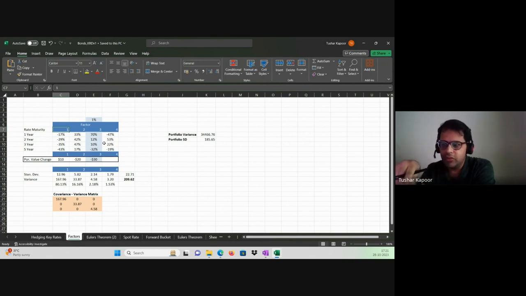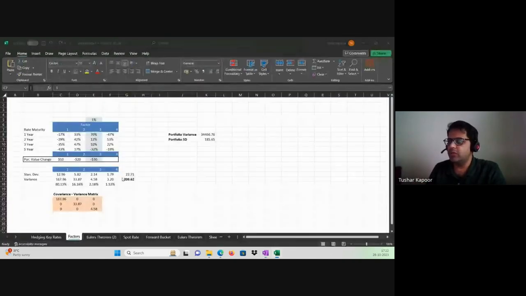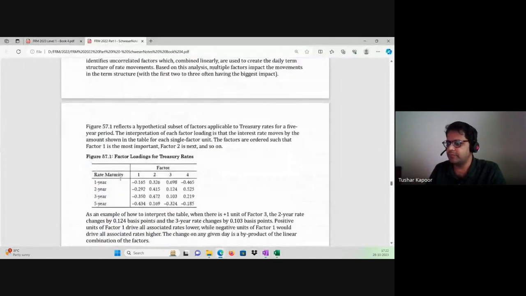And for factor 2, if factor 2 is moved up by 1%, it's going to increase the value by 33%, 42%, 47%, and 17%. If I move factor 3 by 1%, that's going to change year 1 exposure by 70%, year 2 exposure by 12, third 10, and minus 32. And this is more resonant to the line that you see here, right?